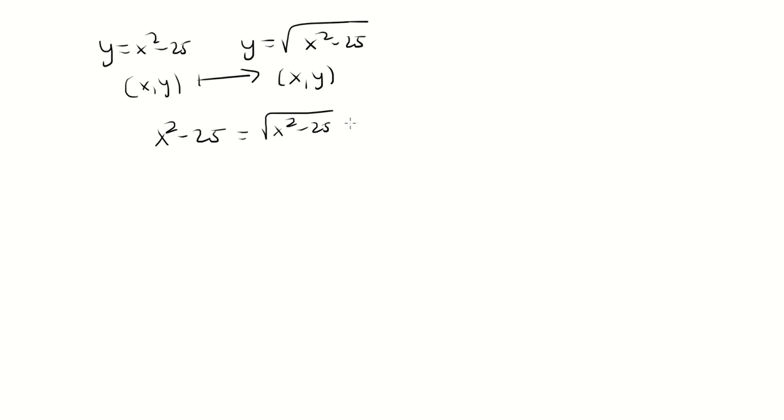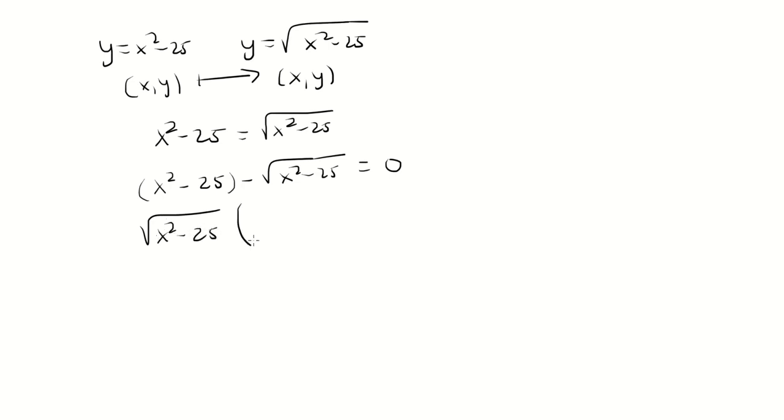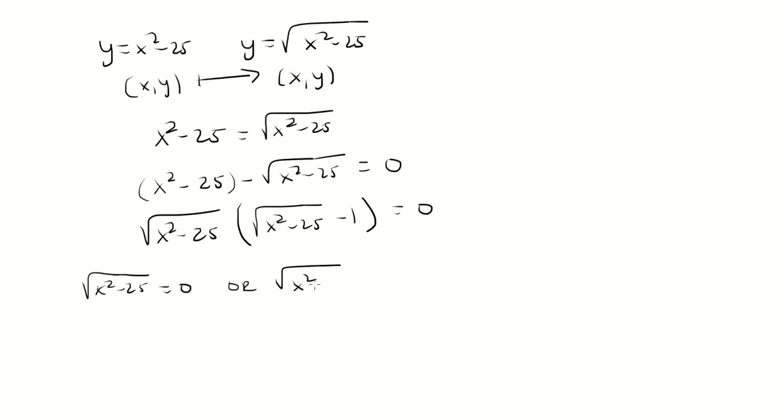Now to solve this, I will move the square root to the left, and then I'm going to treat this as two groups. One group will be x squared minus 25, the other group will be the square root of x squared minus 25. From here I can factor out a square root of x squared minus 25, and I'm left with the square root of x squared minus 25 minus 1. So this has to equal 0. That means that either the square root of x squared minus 25 is 0, or the square root of x squared minus 25 minus 1 is equal to 0.